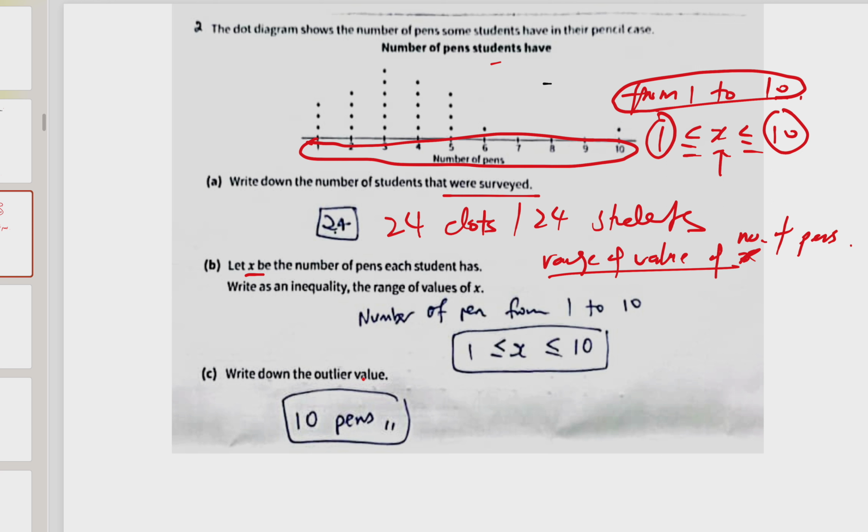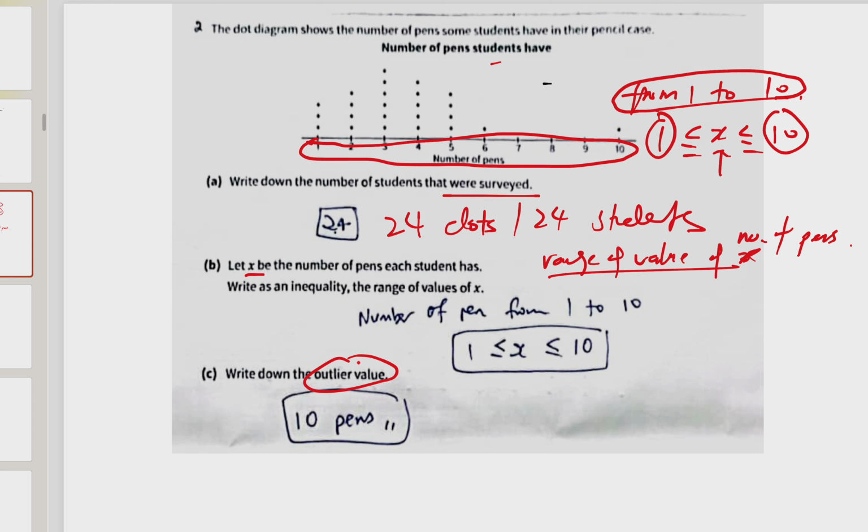Then write down the outlier value. You know what an outlier is? Outlier means something so special. That's the meaning of outlier. It's like, let's say, I don't want to stereotype you, but imagine if you are a girl and then suddenly you come next week with a haircut like me. So this is called an outlier. It's so special.